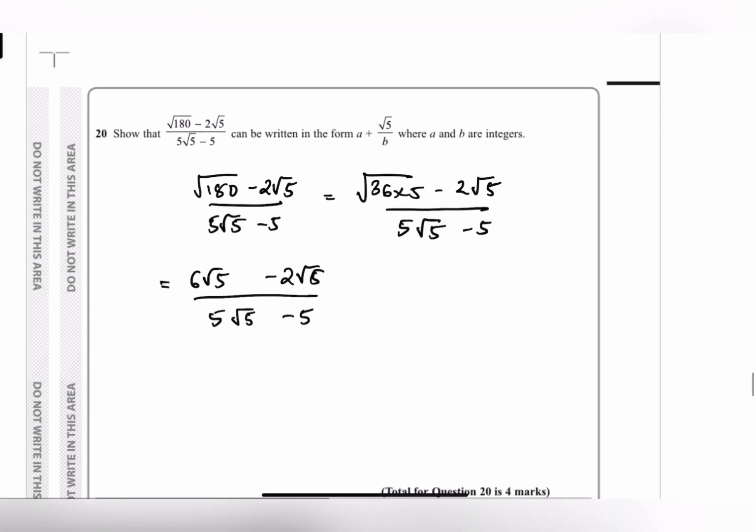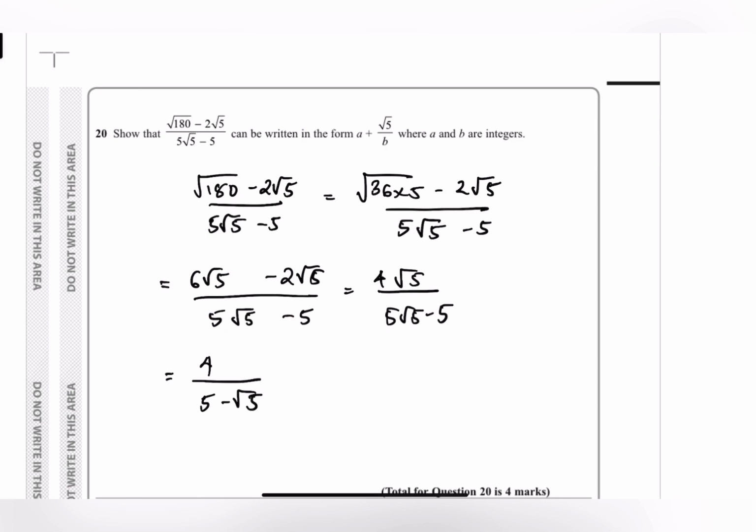So 6 root 5 minus 2 root 5 will be 4 root 5. Similarly, for 5 root 5 minus 5, you can cancel 1 root 5 from numerator and denominator. So you have 4 root 5 over 5 root 5 minus 5. You're canceling root 5 from denominator and numerator. You get 4 over 5 minus root 5.